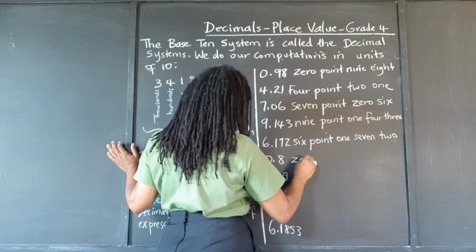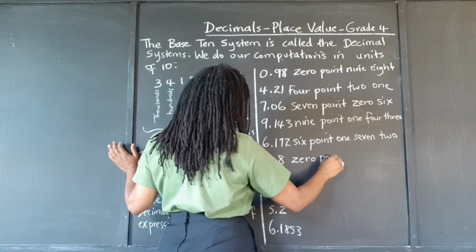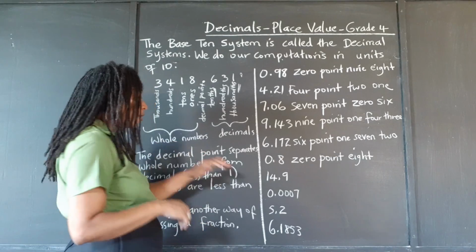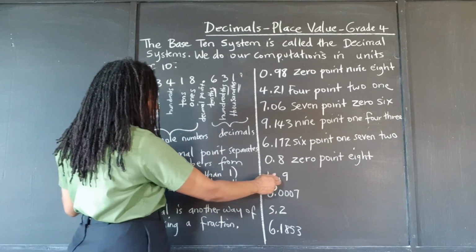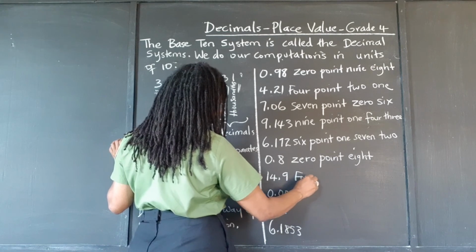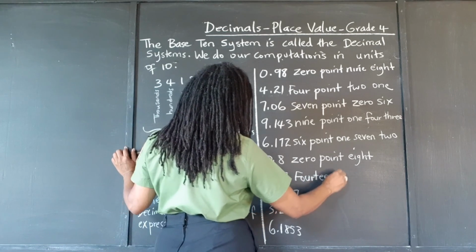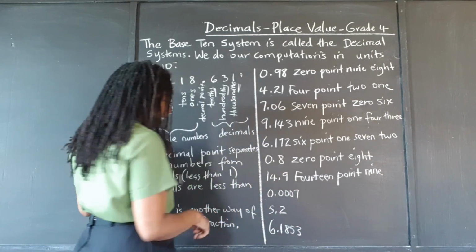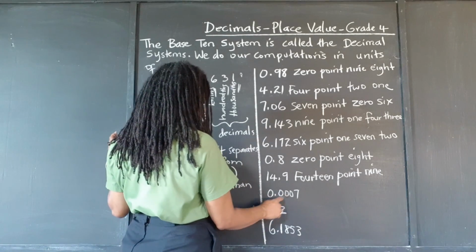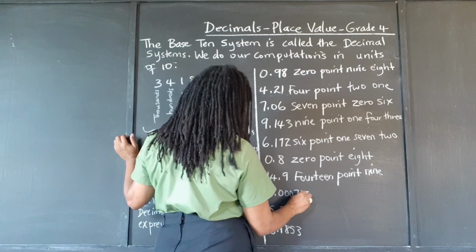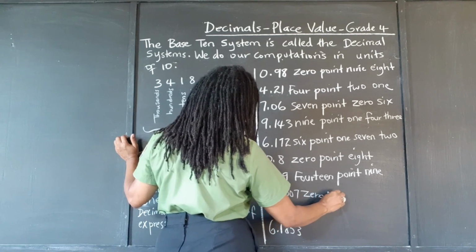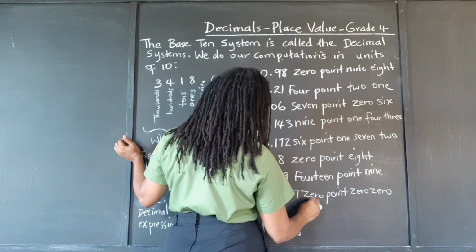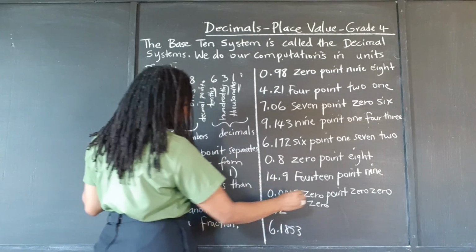0.8, zero point eight. 14.9. We call the whole number as usual, 14 point 9. What's this now? 0.0007. And 0.00307.